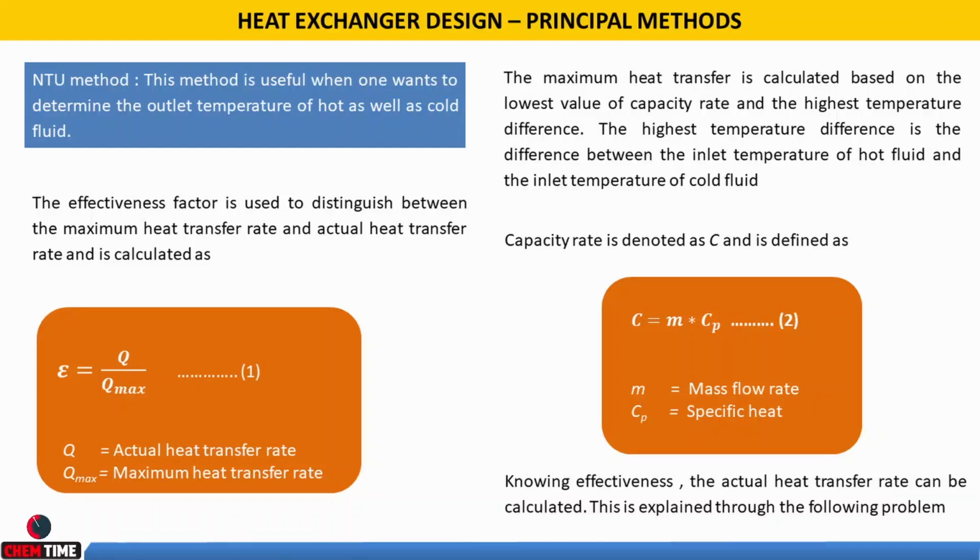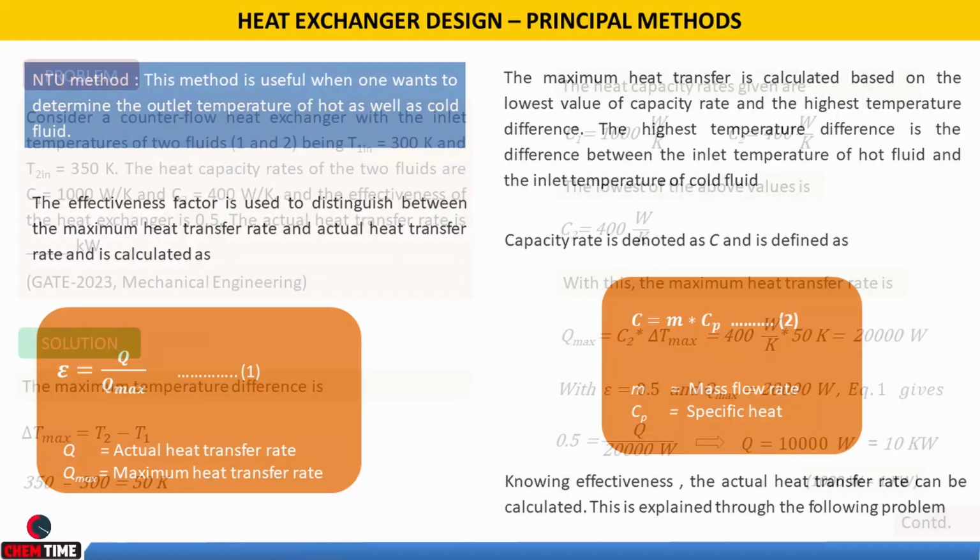The maximum heat transfer is calculated based on the lowest value of capacity rate. The capacity rate is defined as mass flow rate into the specific heat. We need to consider the lowest value of capacity rate between the hot and cold fluid. And the second one is we need to consider the highest temperature difference. The highest temperature difference is possible between the inlet of hot fluid and the inlet of cold fluid. So, knowing the effectiveness, the actual heat transfer rate can be calculated. This is explained through the following problem.